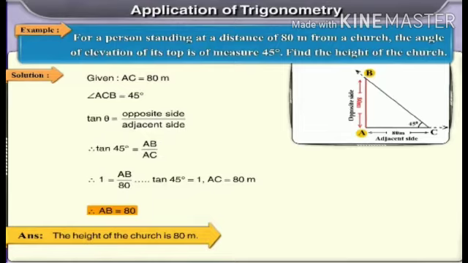Now we know that tan theta is equal to opposite side upon adjacent side. Therefore tan 45 degree is equal to AB upon AC. And we know that tan 45 degree is 1. Therefore 1 is equal to AB upon 80. Then do cross multiplication. We will get AB is equal to 80 into 1, that is 80. So the height of the church is 80 meter.